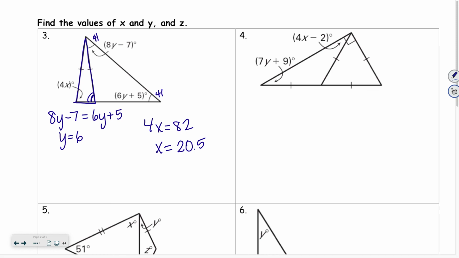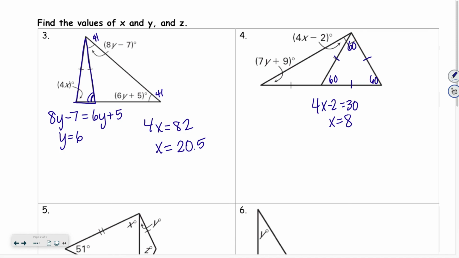Okay, so on number 4, I'm expecting you to know that when you see these 3 marks, what kind of triangle is it? Equilateral. So that makes all of these 60. 60, which makes 4x minus 2 what? 30. So 4x minus 2 equals 30, so x equals 8.